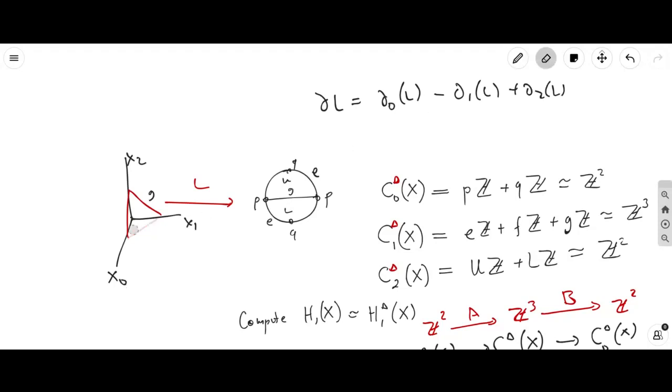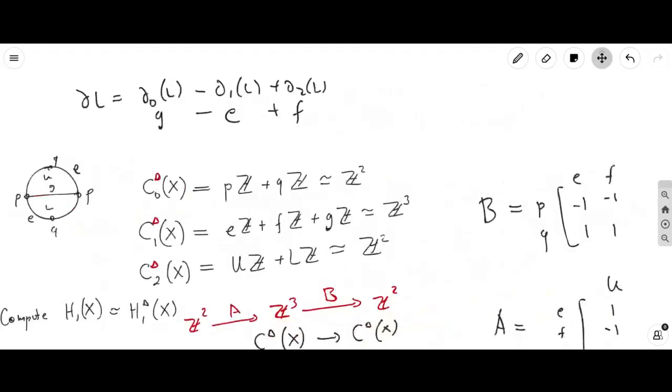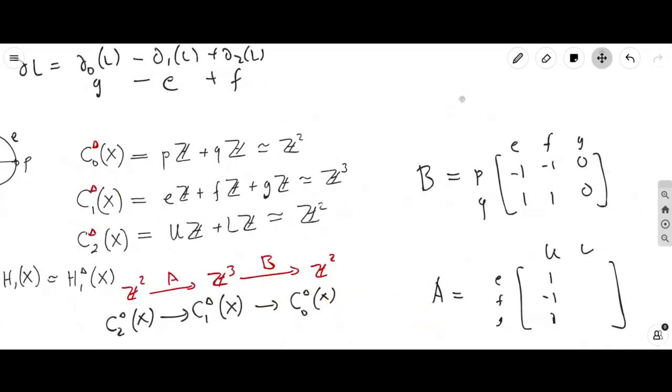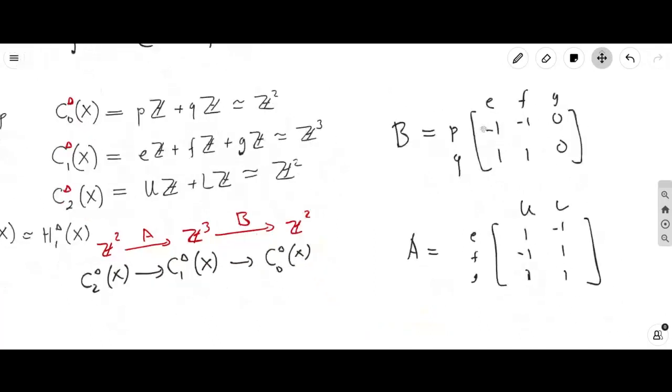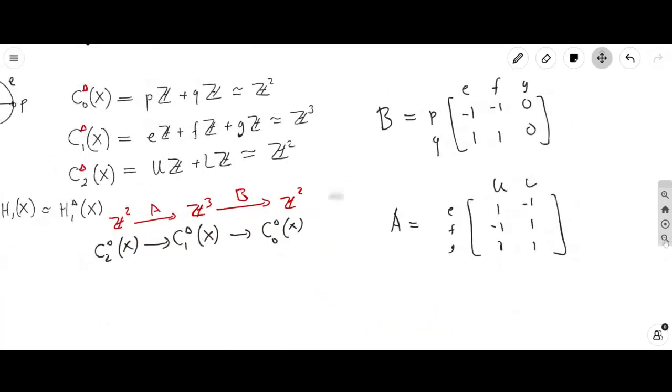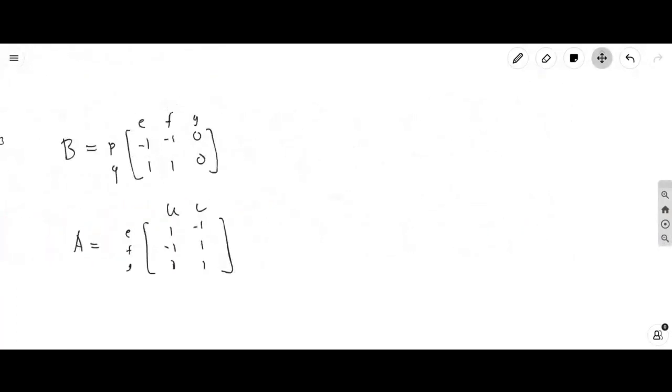So the 0 boundary, that's when you set x0 to be 0, so you're getting just G. Then you have minus the 1 boundary. This is when you set x1 to be, so in this case it's E, and this is F. So this is going to be, so G here, so E is -1, F is 1, and G is 1. Okay, so we got our matrices, and now you have to find the Smith normal form.